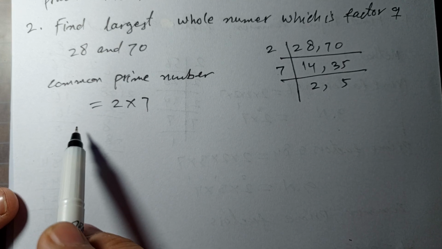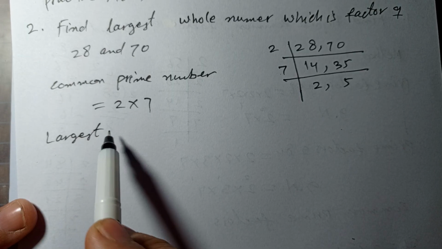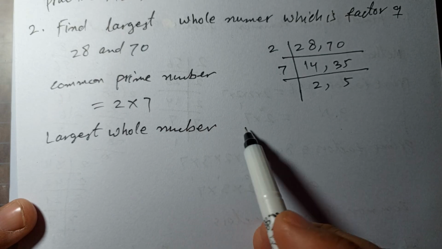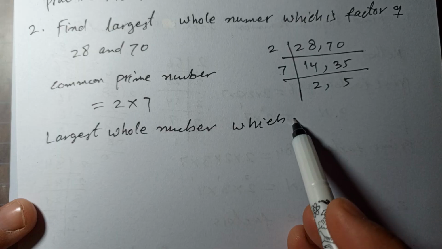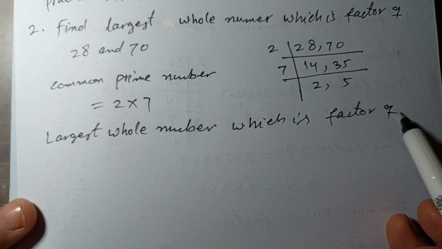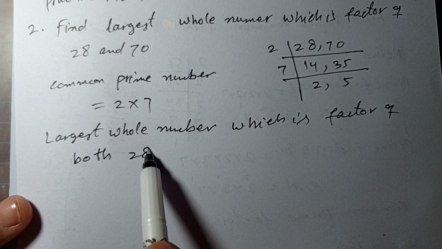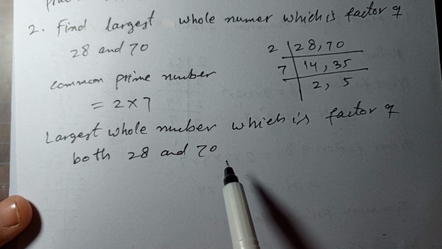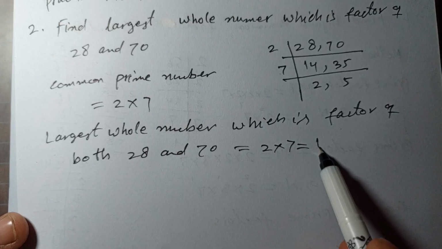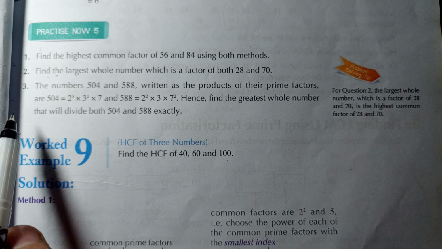and largest whole number, which is factor of both 28 and 70, is equal to 2 multiplied by 7. 2 7s are 14. That is 14. It is our answer. Now dear student, question number 3 of practice now 5.